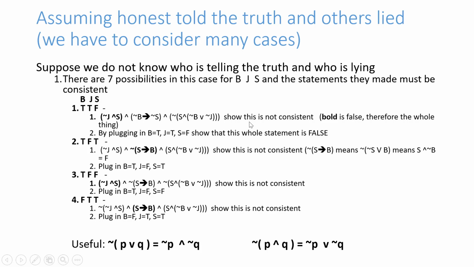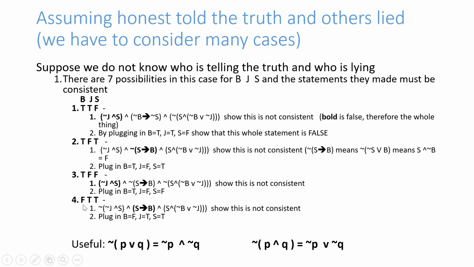So this is not consistent. I will leave it to you as an exercise: if B is telling the truth, J is lying, and S is lying, you can still show that these three conditions cannot be consistent.